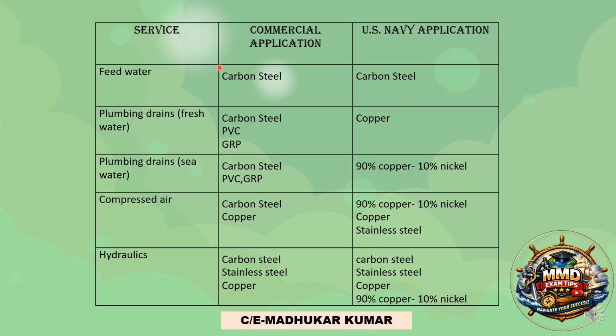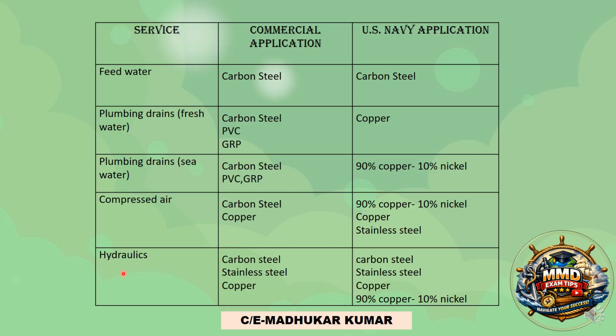In continuation, again here you can see the feed water, like the boiler feed water pipe, carbon steel in both the cases you can see here. The plumbing drains and all freshwater drain systems, also carbon steel, sometimes PVC or GRP, and here also copper is being utilized. Here seawater plumbing drains, so carbon steel, PVC and GRP, 90% copper and 10% nickel. So wherever we are utilizing seawater, you will see this type of thing in the US Navy application on board ship. Compressed air, here carbon steel, copper pipelines are also being utilized. Here the 90% copper, 10% nickel, and sometimes stainless steel is also being utilized.